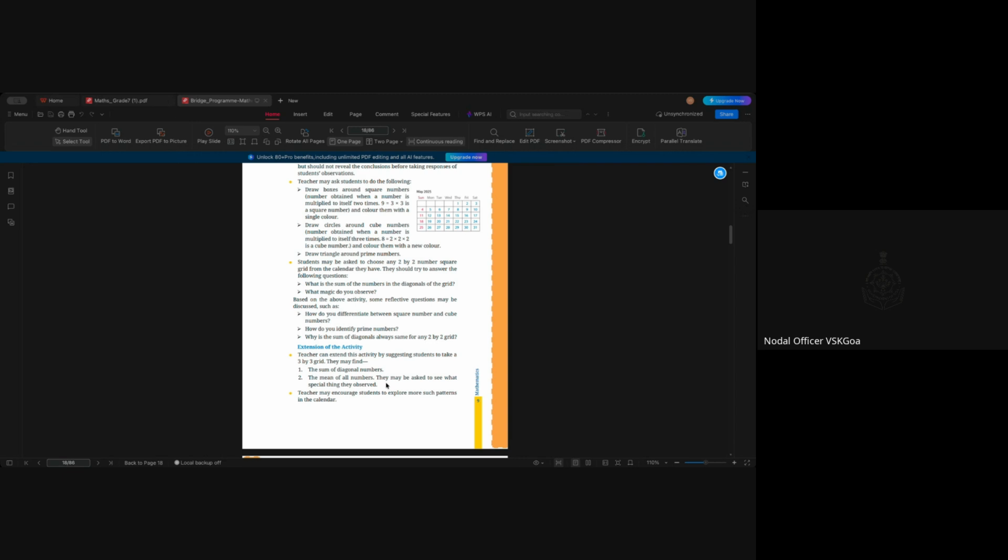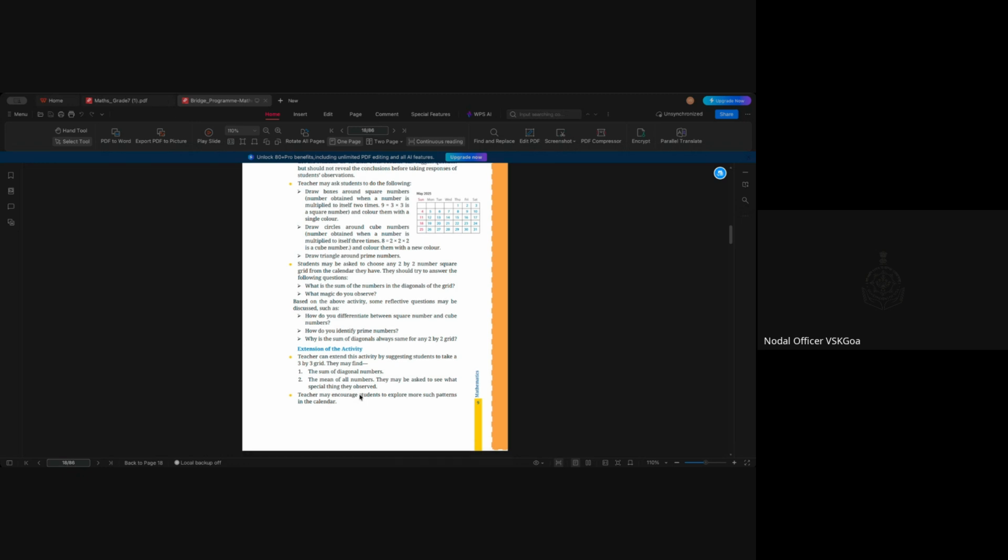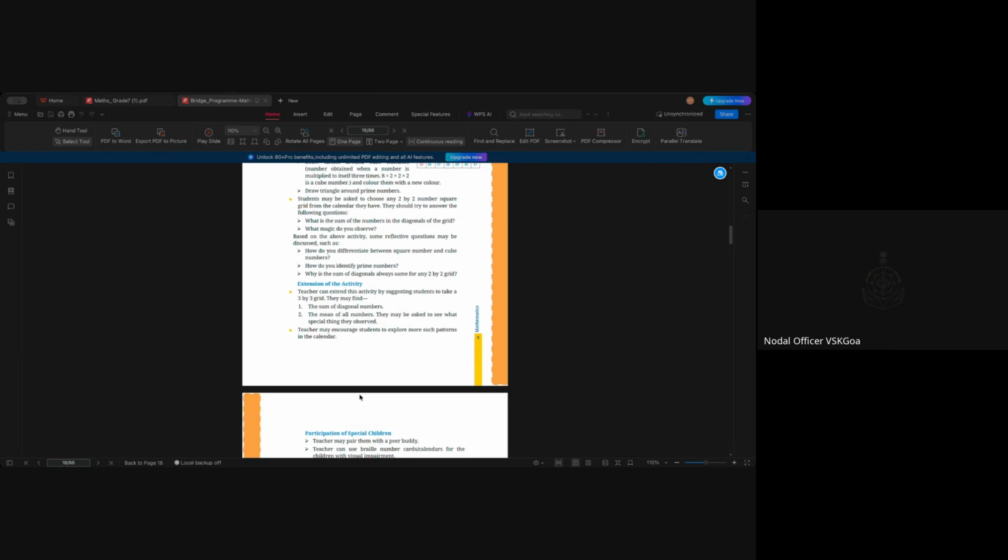Now, this activity you can extend further. Some options are given to you over here. Here we have taken just a 2 by 2 grid, and we observe that diagonally, if you add two numbers, you get the same answer. The same thing you can extend to a 3 by 3 grid, and you have to check what observation you can get. Such kind of extension you can do for this particular activity.